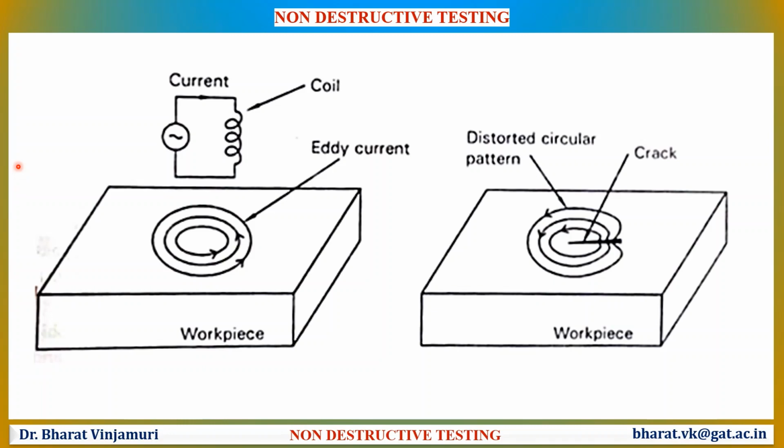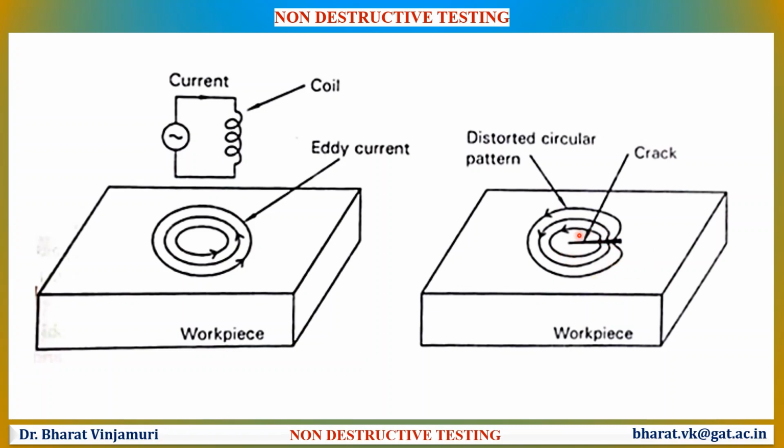The schematic diagram of eddy current inspection is shown in the figure. When a coil or a probe carrying an alternating current is brought near the workpiece metal, the magnetic field of the coil will induce eddy currents in the workpiece surface. The magnitude and phase of the eddy currents will affect the loading of the coil. When the workpiece metal is defect free, the eddy currents will be uniform and consistent as shown in this figure. However, if there is some defect, then the eddy currents will be disturbed from their normal circular pattern.